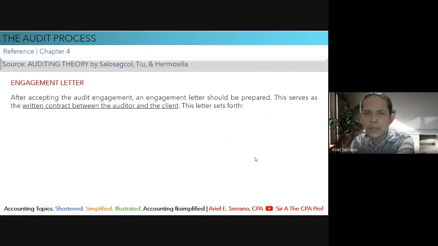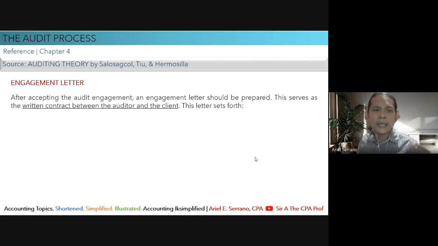Kasi once okay na yung result ng ating background checking, no? At na-check natin lahat yon, we are competent to perform this audit job. Meron tayong capabilities and sufficient resources para magawa yon. We can be independent when doing this audit. The management has integrity based on our preliminary understanding, preliminary assessment. Now, we can prepare, we can draft an engagement letter.